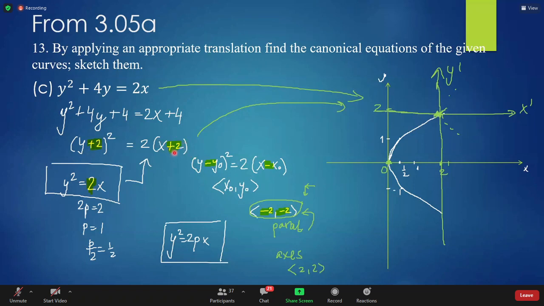The number subtracted, if we add 2, then the number subtracted is minus 2, which means the parabola goes from the vertex at 0, 0 to the vertex at minus 2, minus 2. Although what we actually did, we moved the system of coordinates to the new point, to the new origin at 2, 2, in the exact opposite direction.